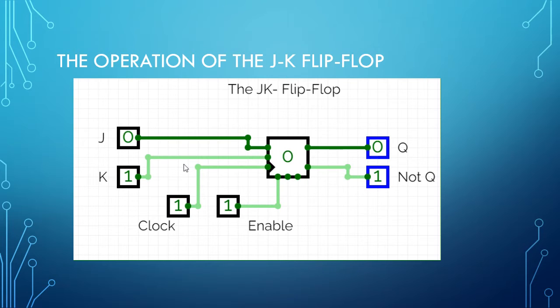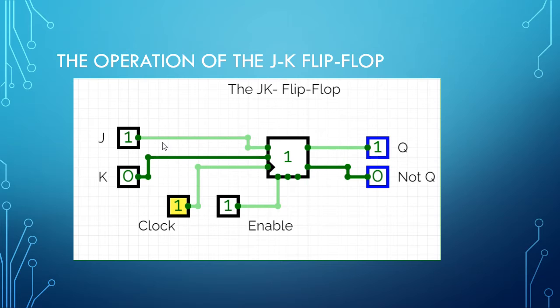So to set the JK flip-flop, the J has to be at a 1 and the K has to be at a 0. But note, nothing happens yet until the clock is switched on. Okay? So the clock goes on and the output changes to a 1. So the flip-flop is now set.